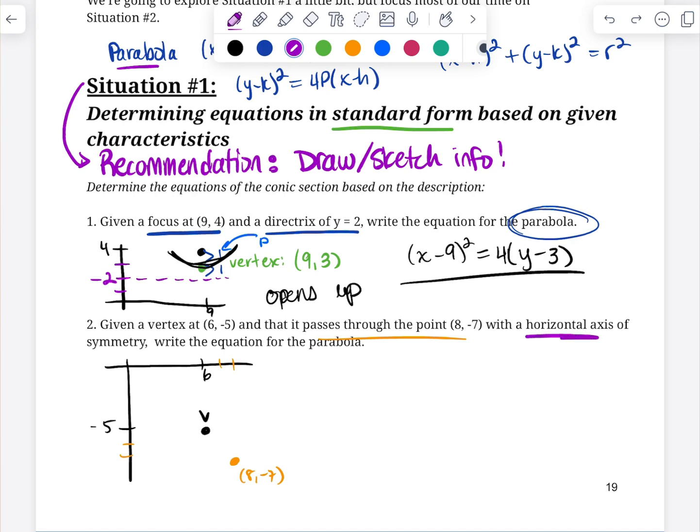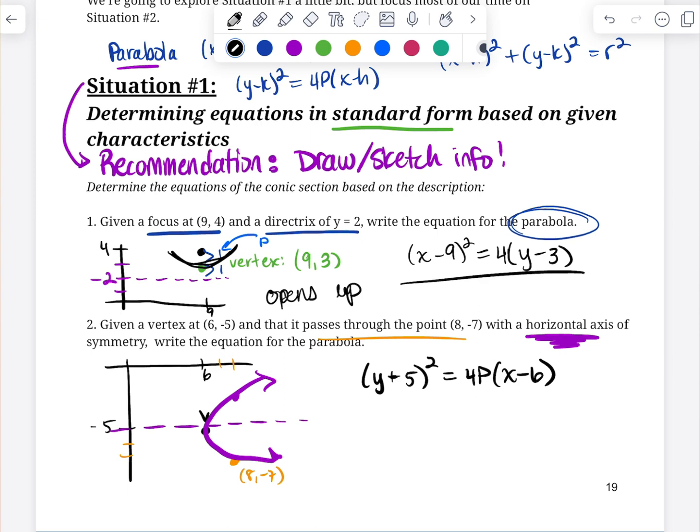As you can see, it says there's a horizontal axis of symmetry. So that means the parabola must be symmetric this way. So the parabola is opening sideways, okay? So that's a y² parabola. So if I go to write my equation, I'm going to have y minus, well, -5, so y plus 5 squared equals 4p times x minus 6.